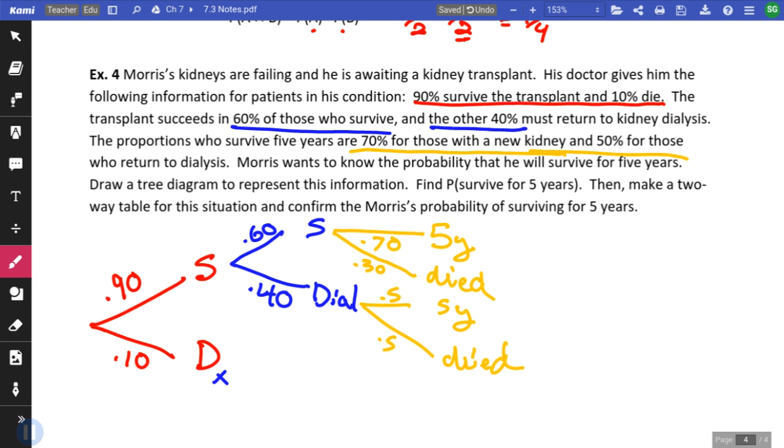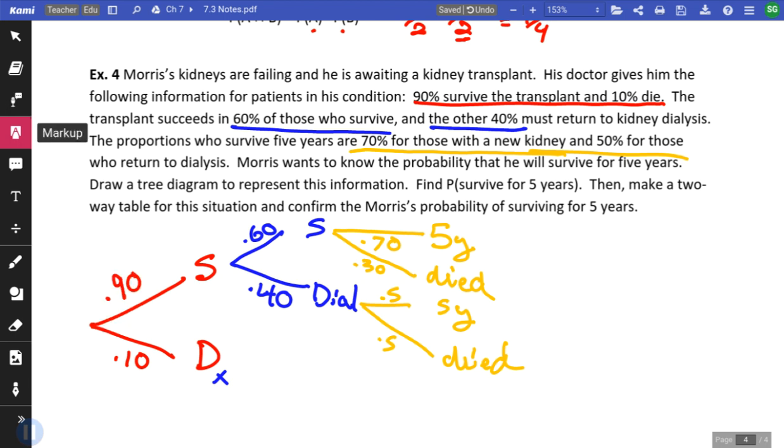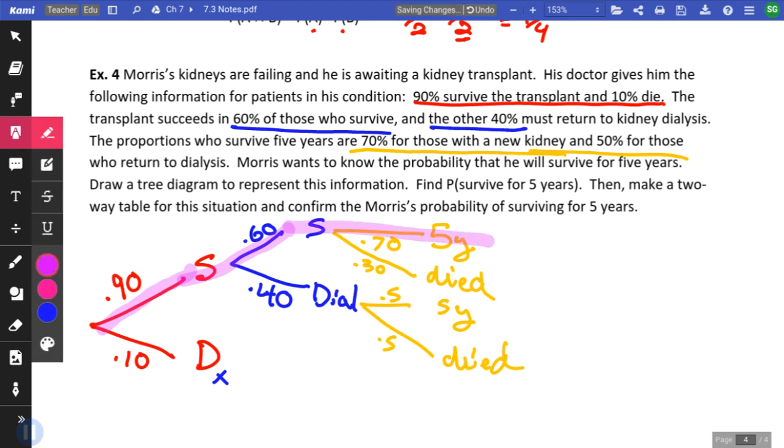Mr. Morris wants to know the probability he will survive for 5 years. Draw a tree diagram to represent this information. So there are 2 ways that he can survive 5 years. There is this path right there, and there is this path. So we're going to find the probability of both of those.